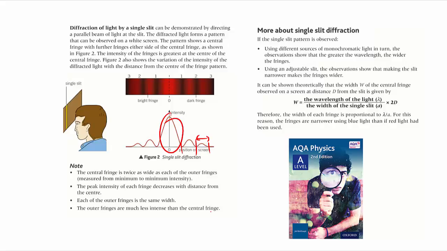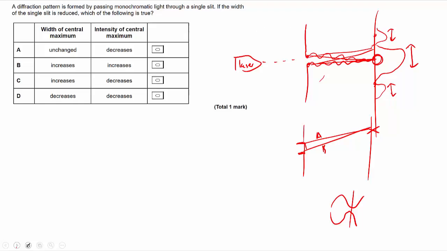If you use different sources of monochrome light in turn, the greater the wavelength, the wider the fringes. That's something to remember, because this question could have been about changing the wavelength. And this is also important. Using an adjustable slit, the observation shows that making the slit narrower makes the fringes wider. So narrower slit makes wider fringes. And we kind of talked a bit about why that was.